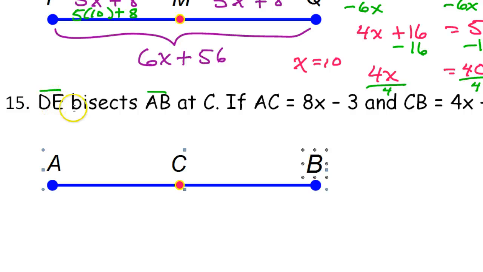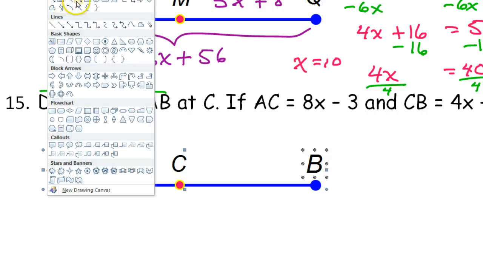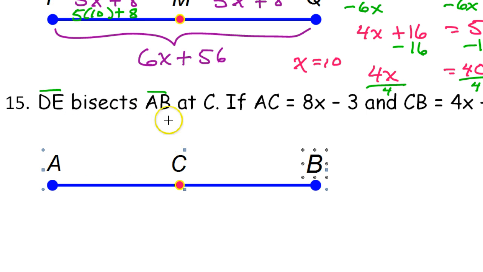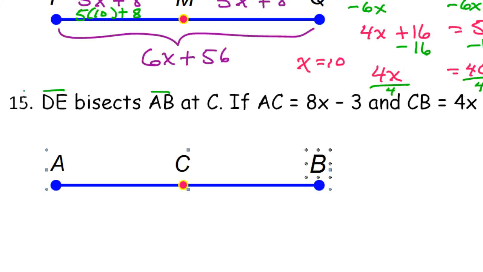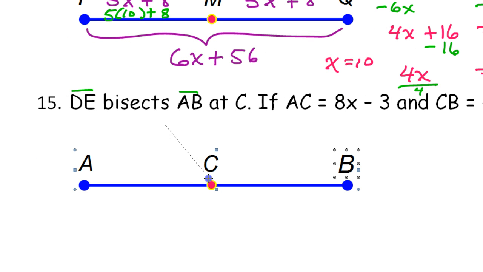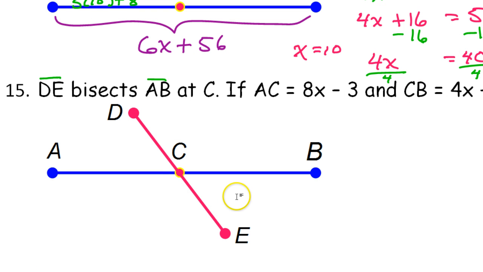Alright, so I need to draw segment DE now. Here comes segment DE. It doesn't have to be perpendicular. It doesn't say anything about being perpendicular. So I'm going to draw segment DE at a diagonal because I can. So here's a good picture of the situation. Segment DE is bisecting or cutting in half segment AB at point C. So that means point C is the midpoint.